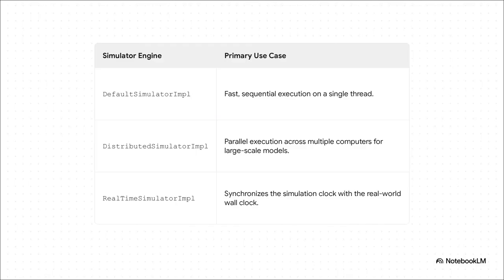Simple as that. And NS3 is just incredibly flexible. You can actually swap out the simulation engine depending on what you need to do. There's a standard one for fast, simple stuff, there's a distributed one for running massive simulations across a whole cluster of machines, and there's even a real-time engine that can sync the simulation clock with a real-world clock, so you can interact with live hardware.